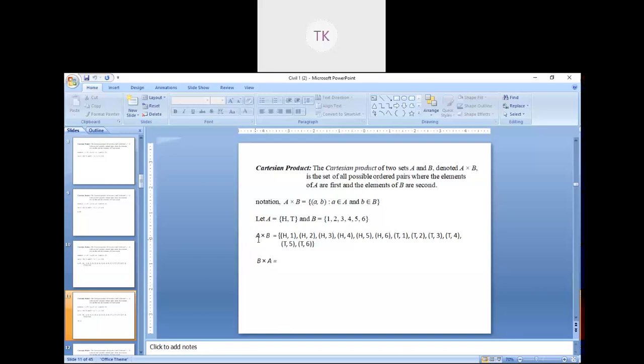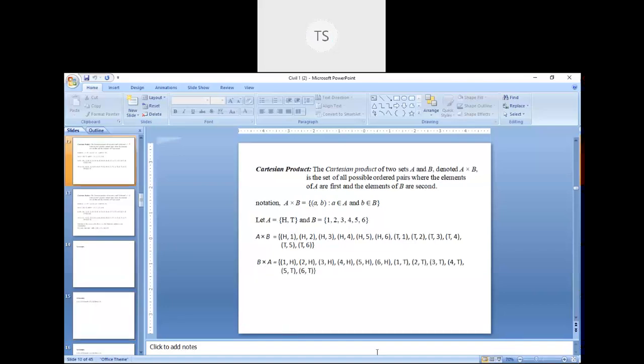See, here set A is in the first position, B is the second position. So that's why I have written element from set A in the first position, element from set B in the second position. Okay. So the second one is B cross A. Now in this, I have to write the elements of B in which position? First or second position? First position. Yes, first position. So I will get this.